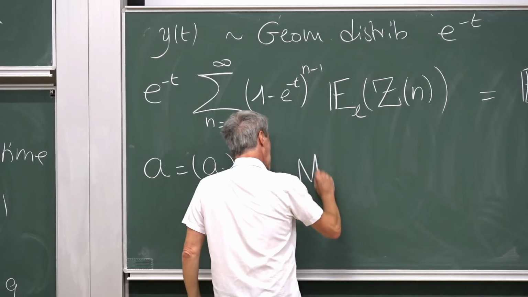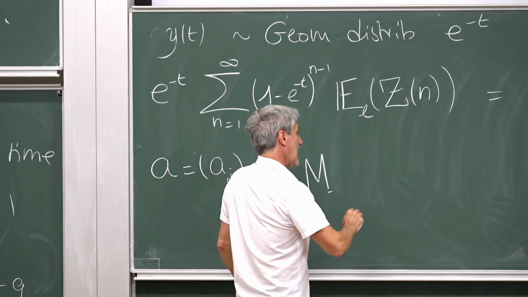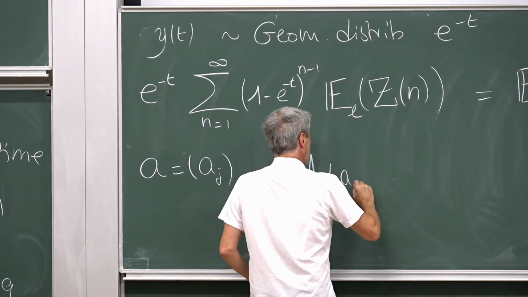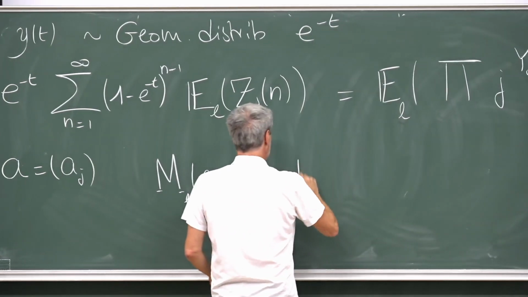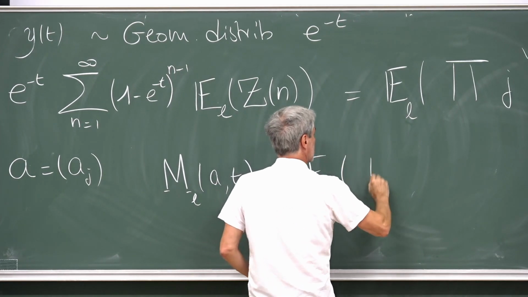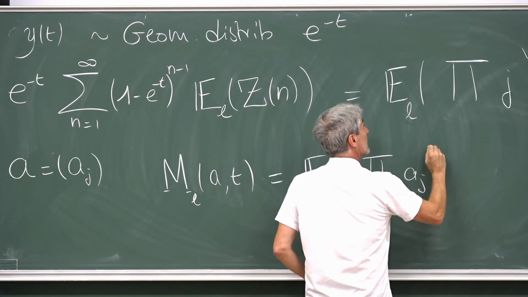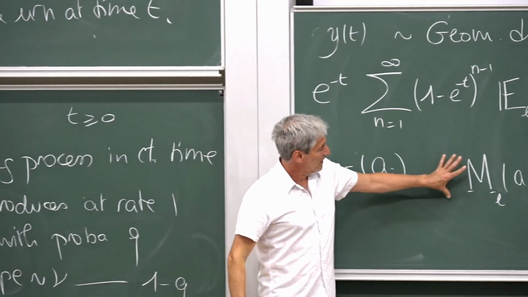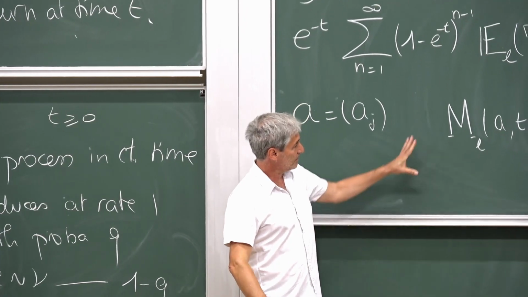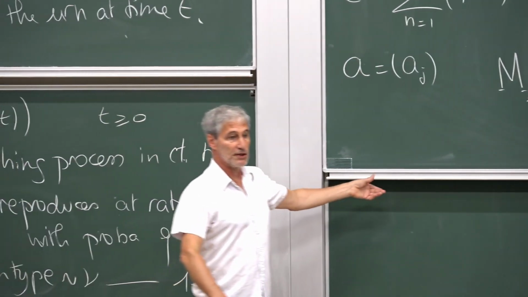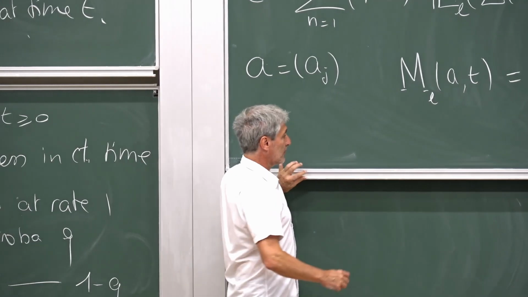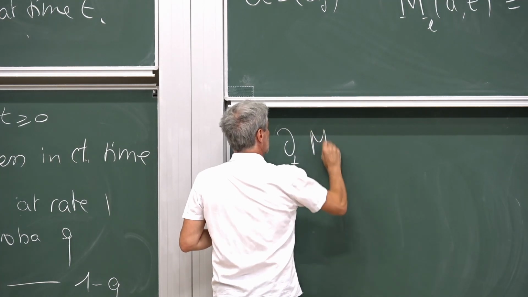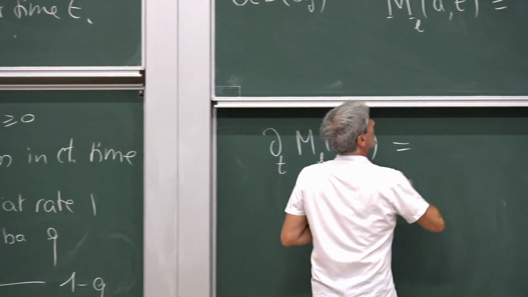So, consider the probability generating function of the whole process, M_L(A, t), which is exactly its expected value starting from L of the product of A_j to the power Y_j(t). And I'm saying that this probability generating function satisfies a differential equation. I will write it now: take the derivative with respect to time of M_L(A, t).